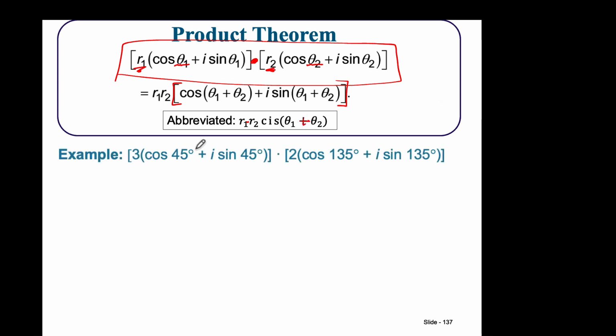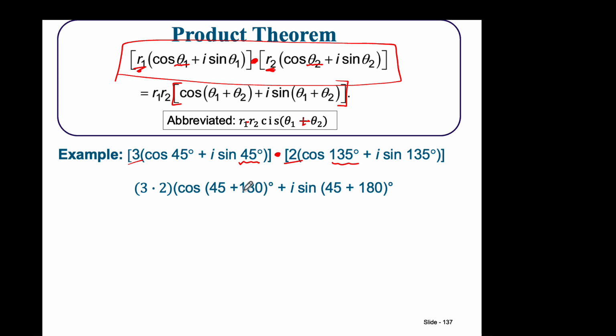Let's try one. We have 3 cosine of 45 degrees plus I sine of 45 degrees, and we're being asked to multiply that with 2 cosine of 135 degrees plus I sine 135 degrees. Okay, remember what we're going to do. We're going to multiply the 3 and the 2, and we're going to add the 45 and the 135. Looks like this. 3 times 2, that's from here, and 45 plus 135. That's here.